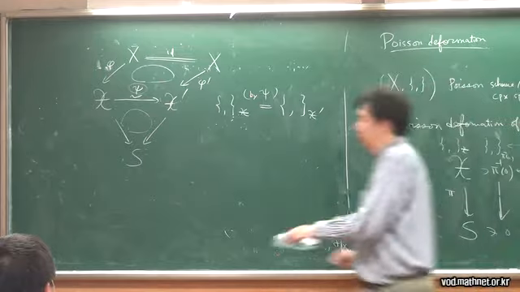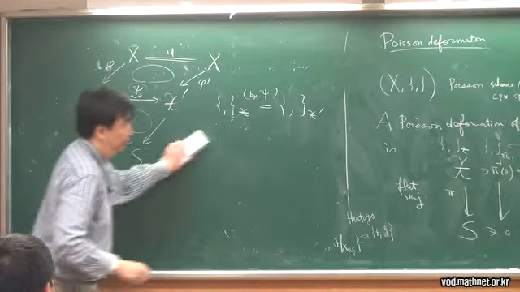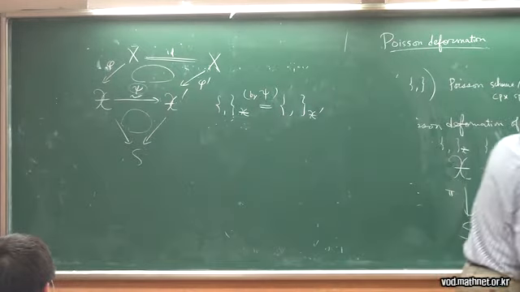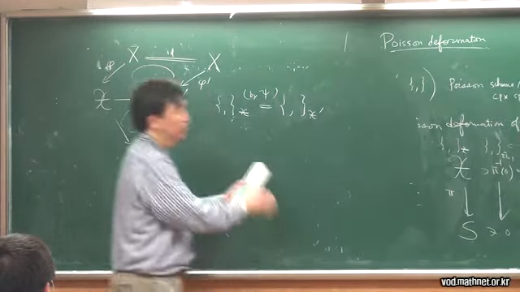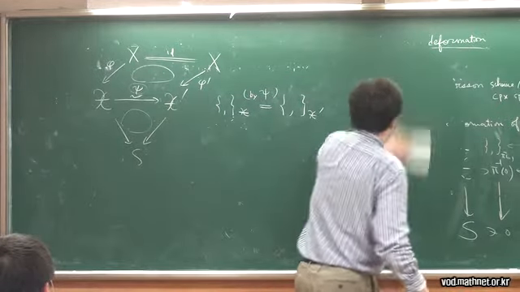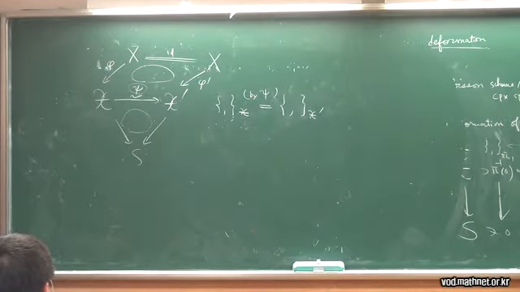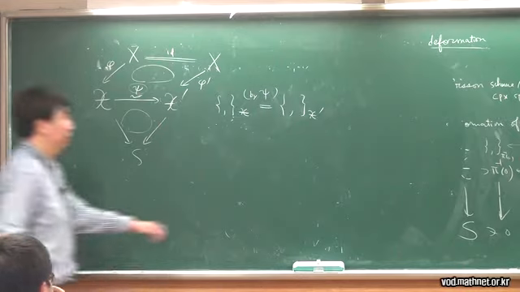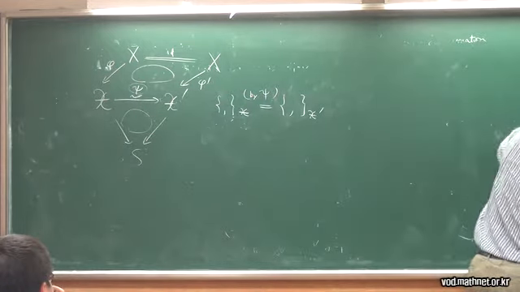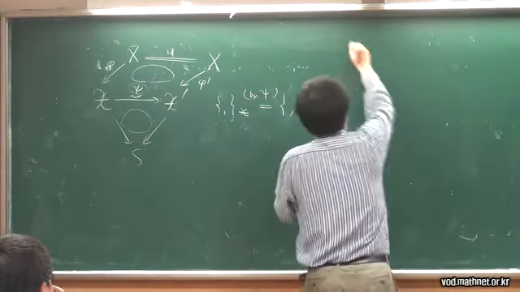So we get some natural functor from local Artinian rings to sets by associating to each ring the equivalence classes of Poisson deformations. Yes, this is the Poisson deformations. So this is the formal definition. But I want to give some examples. This example is very interesting. I will give some examples.